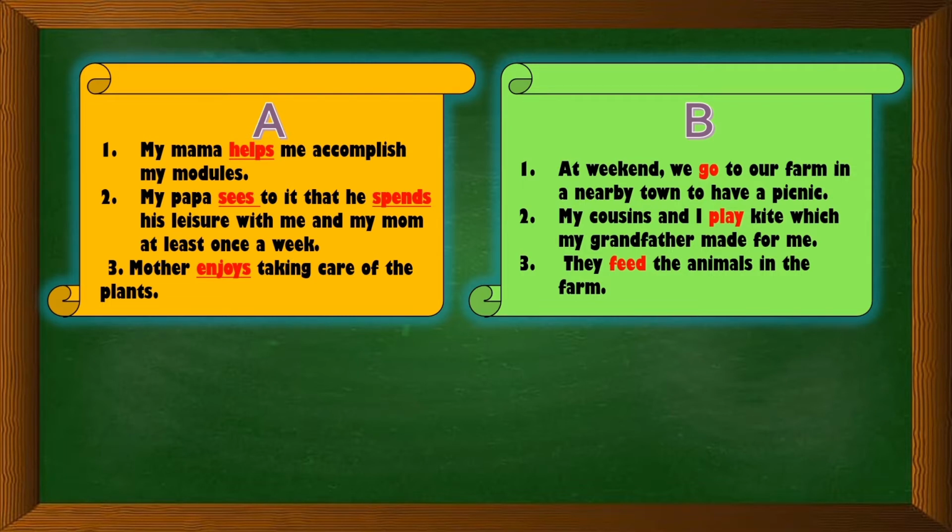Let's read the sentences in column B. Number 1, at weekend, we go to our farm in a nearby town to have a picnic. Number 2, my cousins and I play kite which my grandfather made for me. Number 3, they feed the animals in the farm. What actions are being done in each sentence? Anybody?